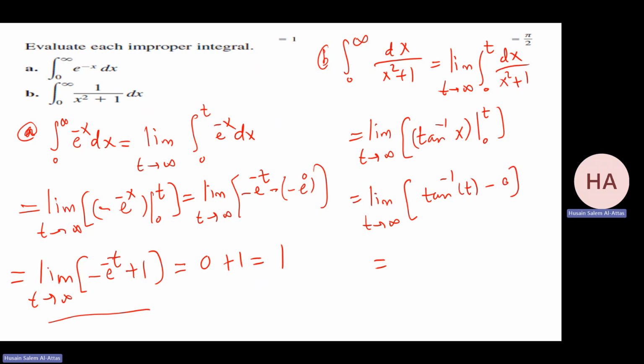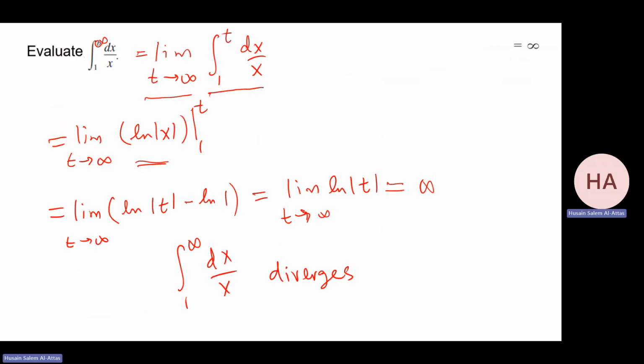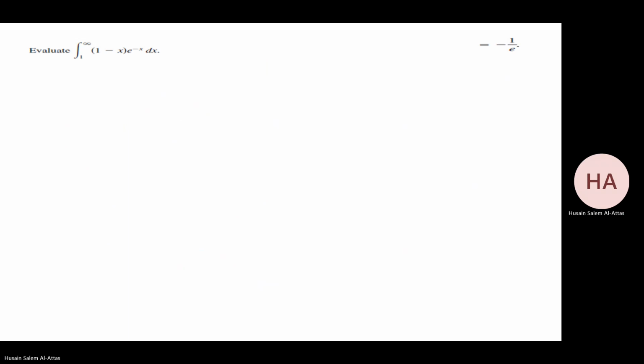Now it's just a limit problem. Tan inverse of infinity is what? Pi over 2. And that will be the answer. These are the answers. That's it. So there is nothing to worry about. Just you do the integration, then you change the problem to a limit problem, and that's it.